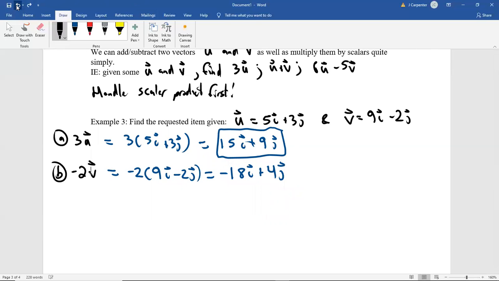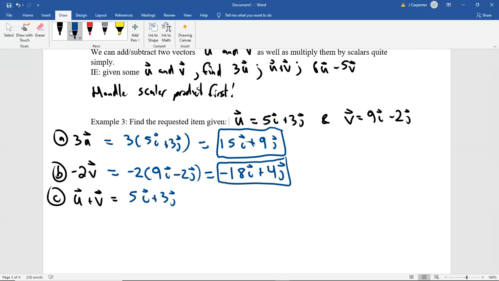And we are not on B, we are on C now, which is u plus v. So just take the vector u, which is 5i plus 3j, and then add the v vector, which is 9i minus 2j. Make sure you can tell the difference between your i's and j's, because then you're just combining like terms. Nothing new in terms of concept.